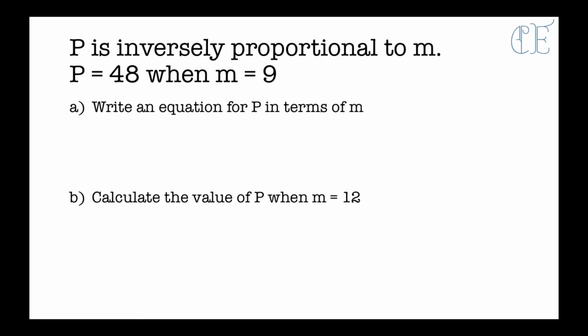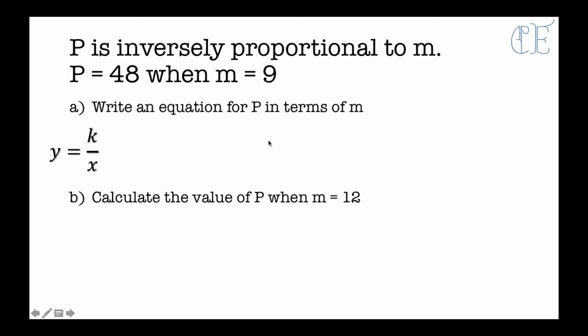So another example of a type of question that you might get in your exam is that P is inversely proportional to M. P is 48 when M is 9. Write an equation for P in terms of M. So the first thing we need to do is remember our equation, y equals k over x. And in order to write down our equation, we need to work out what k is.